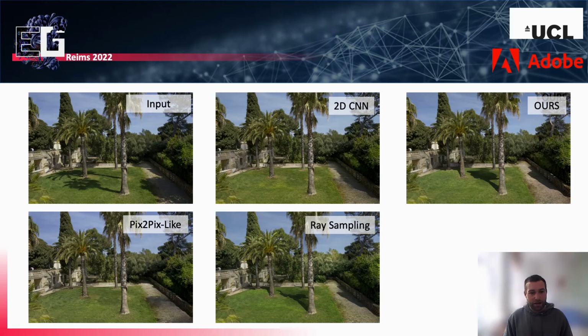Again, we show the ablations on a dataset with trees. You can see that, for example, here, the 2D CNN and the pix-to-pix-like do not capture the cast shadows of the trees. The ray sampling captures most of the shadow, but misses some of the harder, more long-distance cast shadows, whereas ours is the only one that effectively models all of the cast shadow.